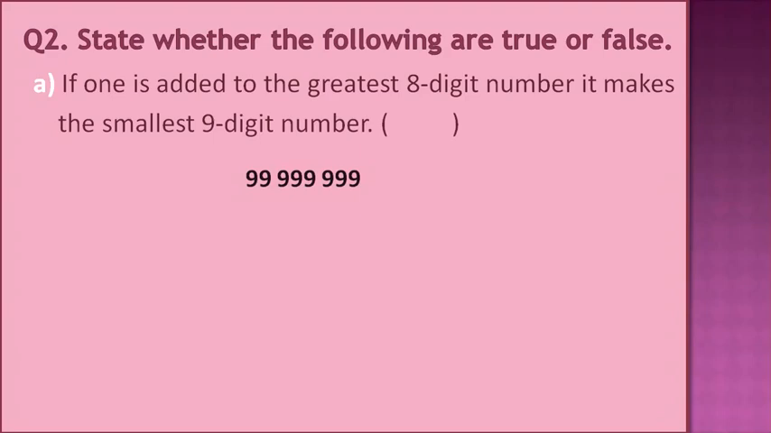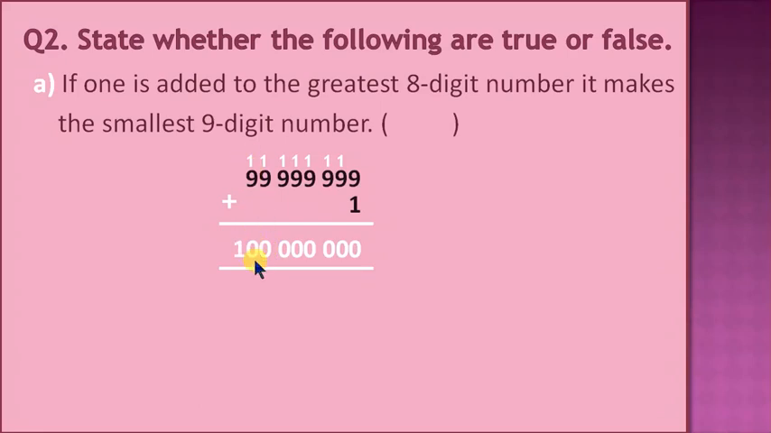99,999,999 is the greatest 8-digit number. This is the greatest. Now count 1, 2, 3, 4, 5, 6, 7, 8 digits, okay. Now add 1. 9 and 1 is 10, write 0, carry 1. 1 and 9 is 10, write 0, carry 1, and so on, until the last 1 and 9 is 10.